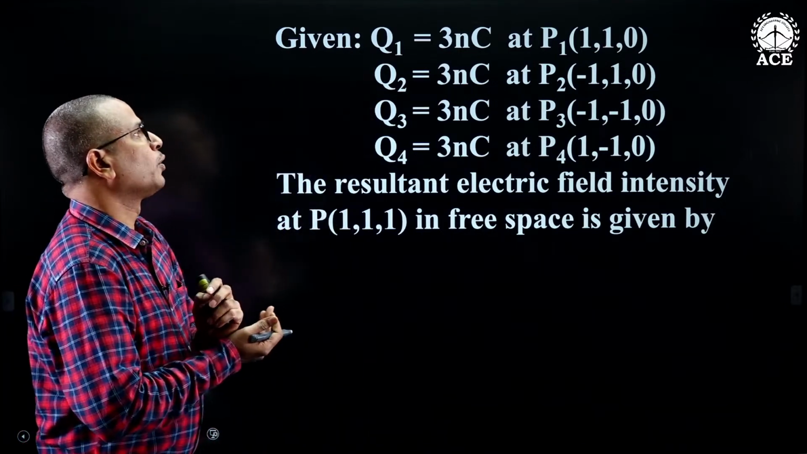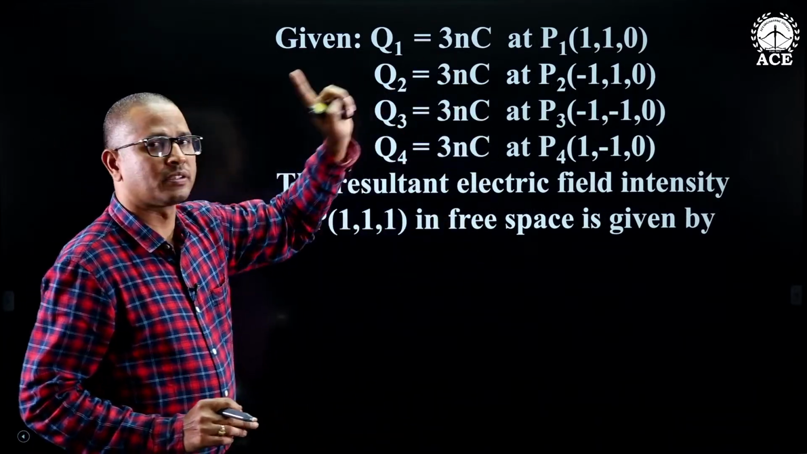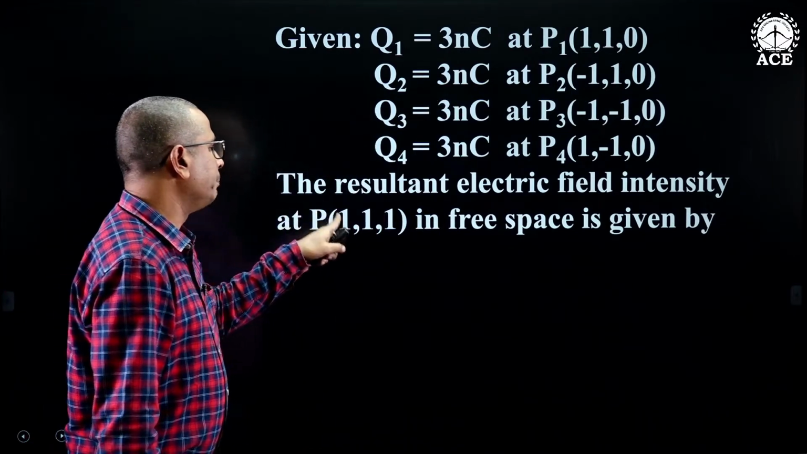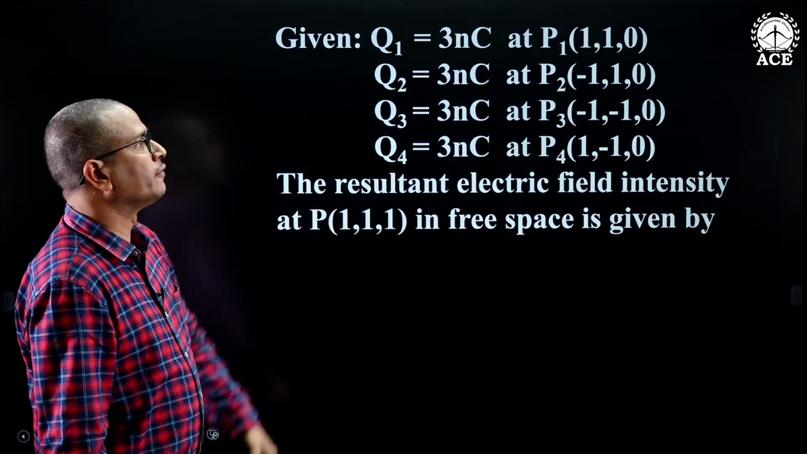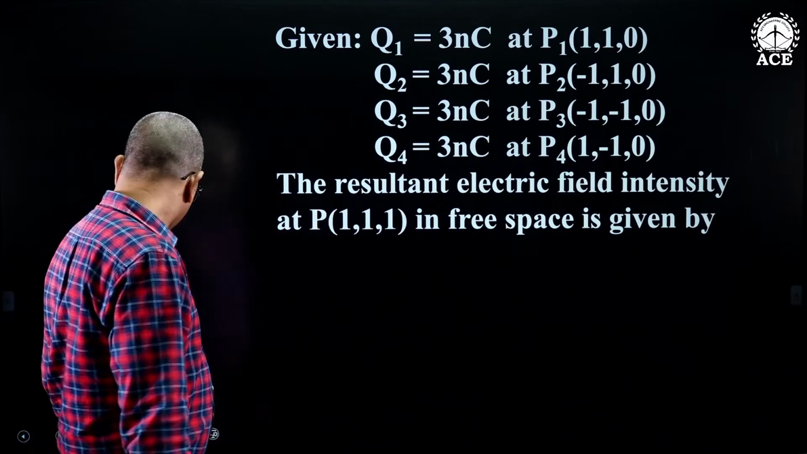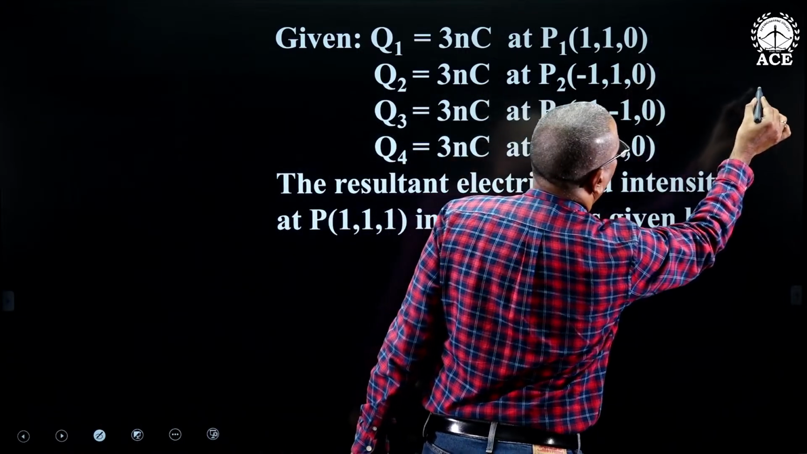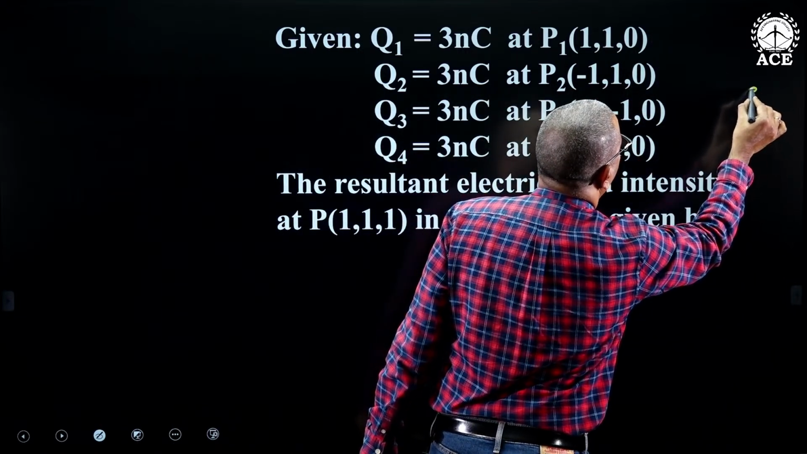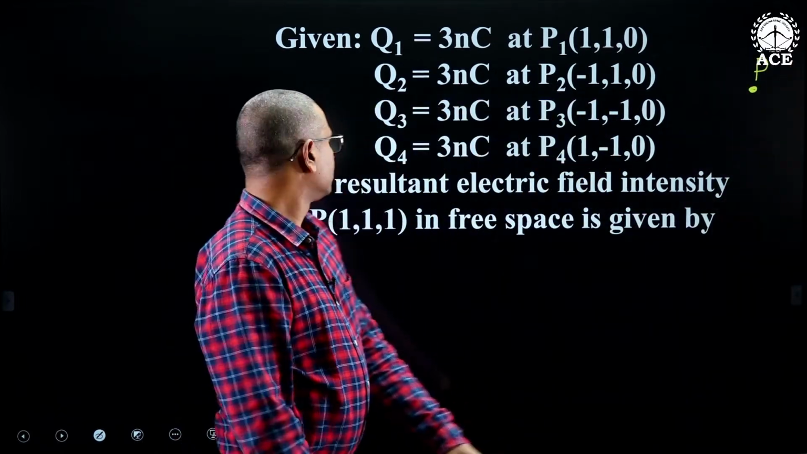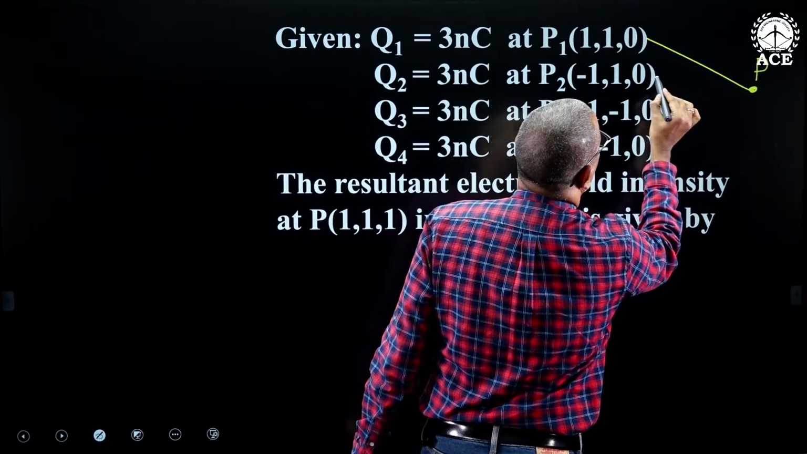Okay, Q1 is 3 nanocoulomb, Q2 is 3 nano, Q3 is 3 nano, Q4 is also 3 nano, because they have mentioned equal charges. Then I must calculate E where I have to observe the field intensity, at point P (1,1,1). I'm just showing here: these are the source points, dear students. So I wish to find the electric field intensity due to these objects at some field point P. The point P is (1,1,1). For your understanding only, I am drawing this.